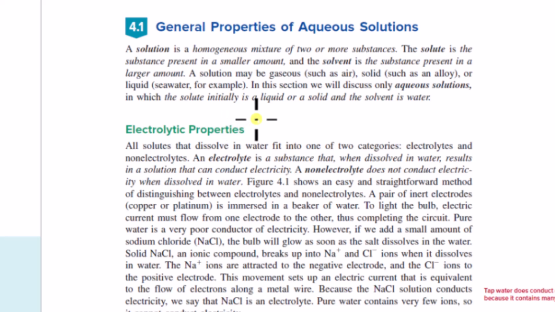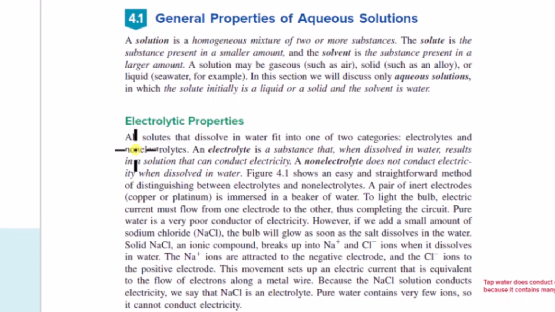Again, it's not just a water environment. It needs to be dissolved in water. Okay, so now we're going to talk about electrolytic properties. We don't talk about solubility properties until the next section with precipitation reactions. But in the previous video, we go through all the properties related to water, dissolving in water, etc.